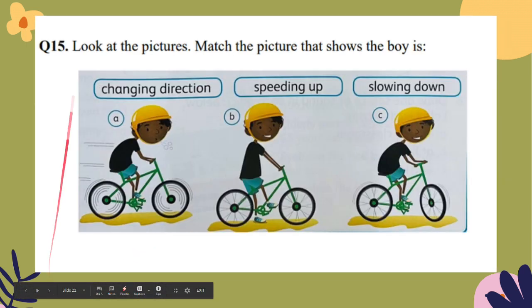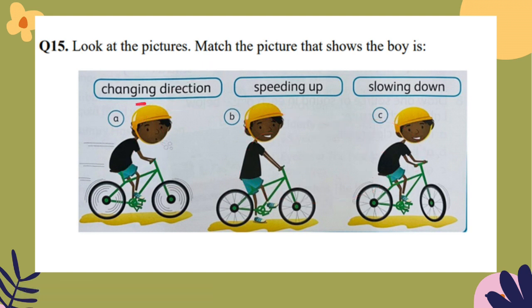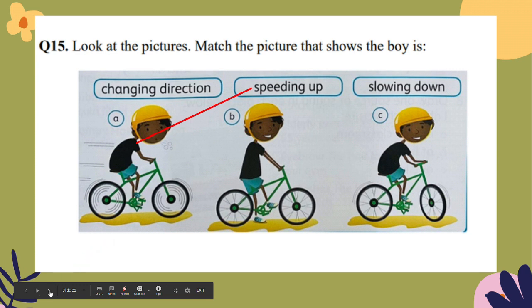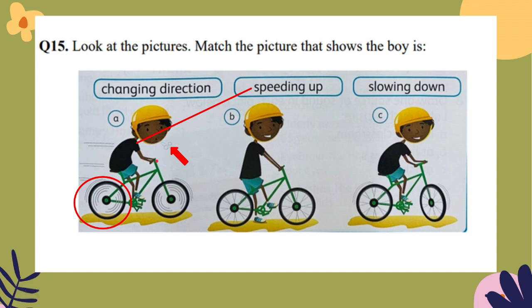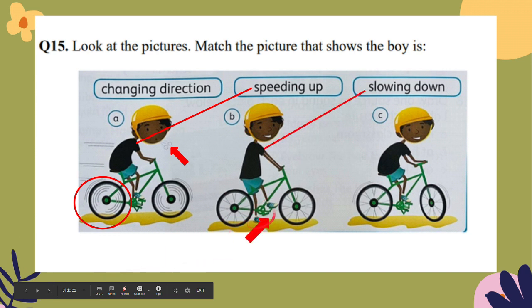Question number 15. Look at these pictures. Match the picture that shows the boy on letter A. What do you think? Yeah, how do you know that he is speeding up? As you can see, look at his tires. It's moving fast. Yes, and he's blowing hard. He's breathing fast. It shows he is using a bigger force, so he is speeding up. Now, picture letter B. Yes, he is slowing down because he's standing still. There is no movement. And his foot, yes, is steady on the pedal.